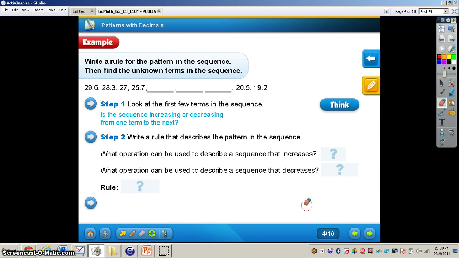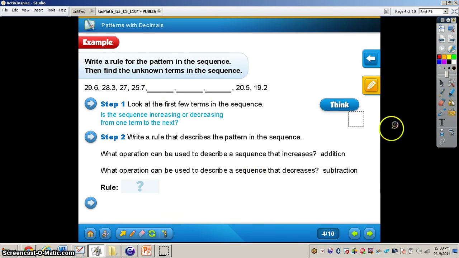Let's take a look at step 2. It says write a rule that describes the pattern in the sequence. Now first of all, what operation can be used to describe a sequence that increases? Thinking through this, obviously addition. What operation can be used to describe a sequence that decreases? What we can see here, and what we're going to use, is subtraction.